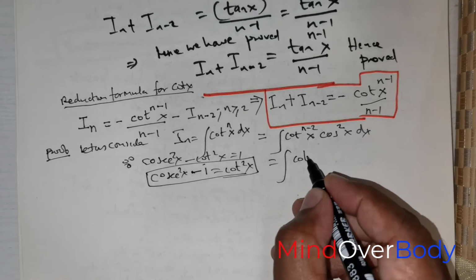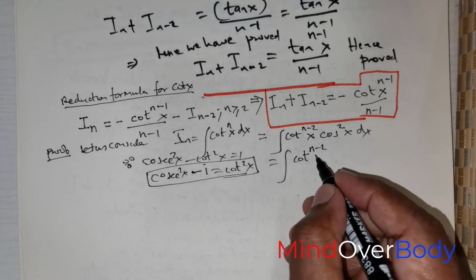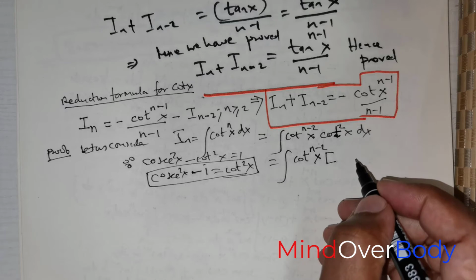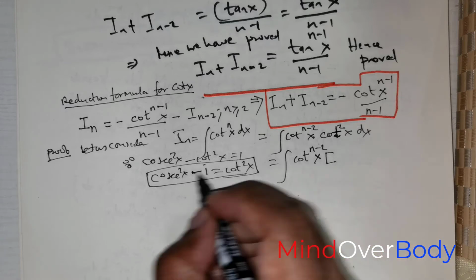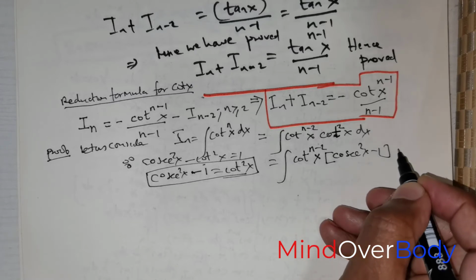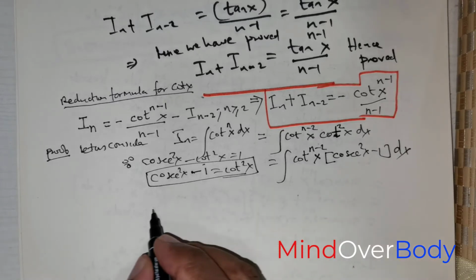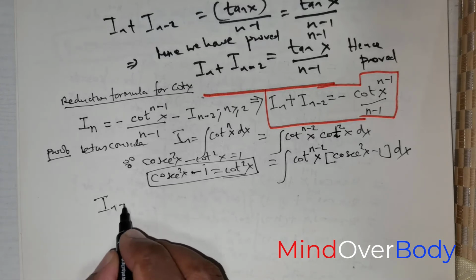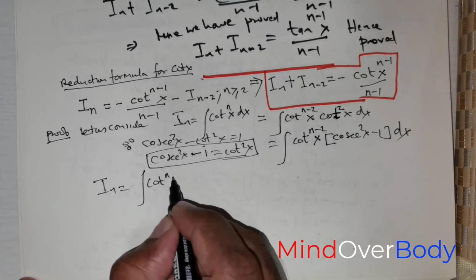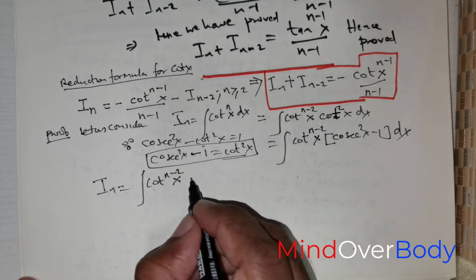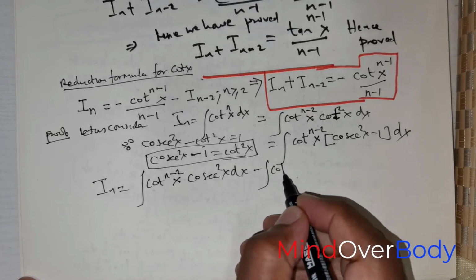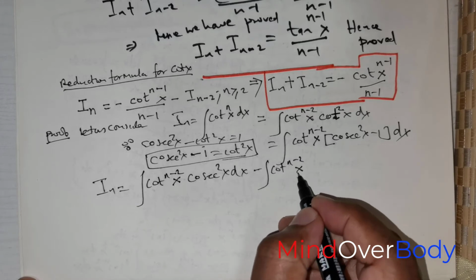If I were to substitute that, I would get cot raised to the power of n negative 2 times x times, and I need to substitute this. This is going to be cosecant squared x negative 1 times dx. So on the left side I get I suffix n is equal to, if I were to distribute this, this is going to be integral cot raised to the power of n negative 2 times x times cosecant squared x times dx negative integral cot raised to the power of n negative 2 times x times dx.